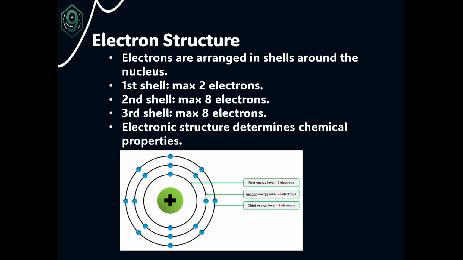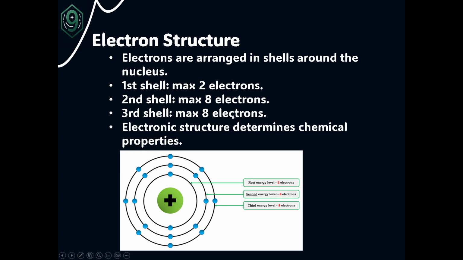Now, electrons. These little guys are key to how atoms actually behave. Electrons are arranged in shells around the nucleus. The rule is the first shell has a maximum of 2 electrons. The second shell has a maximum of 8 electrons. Third shell, maximum of 8 electrons.